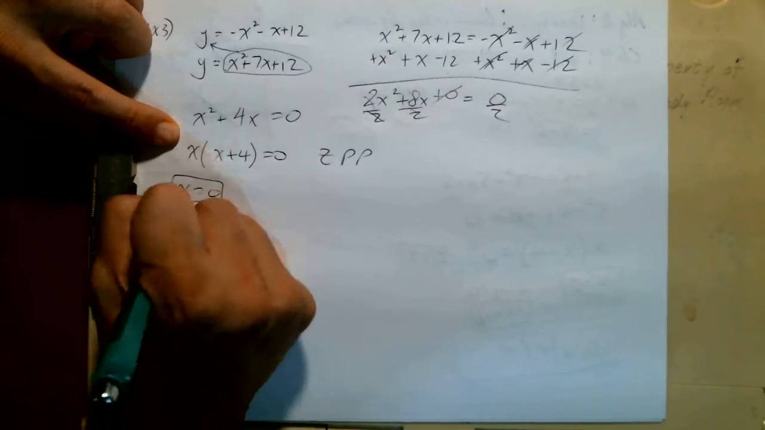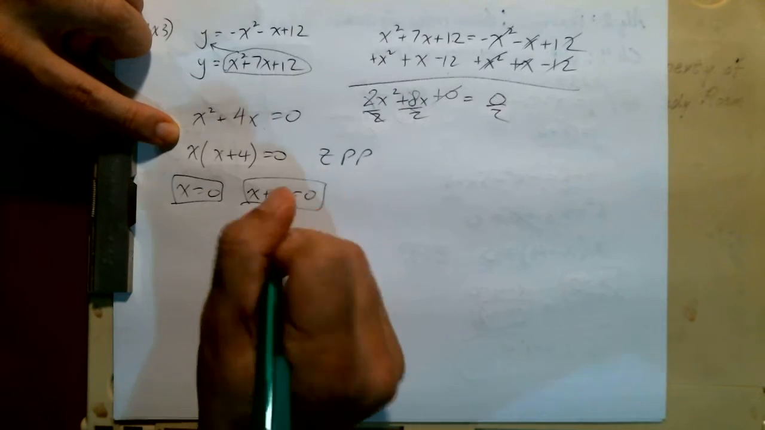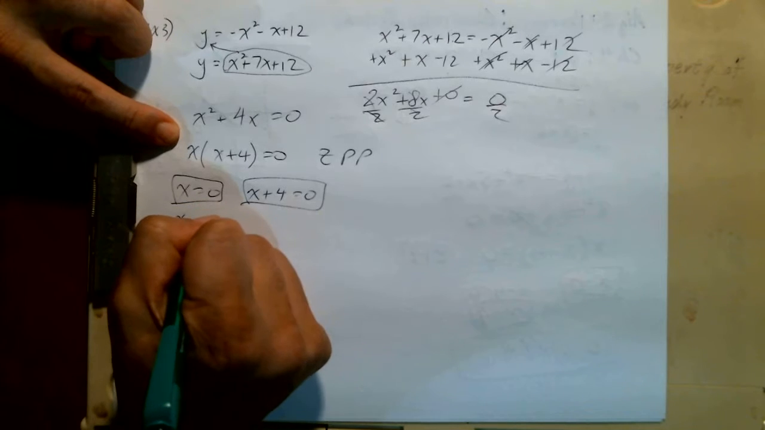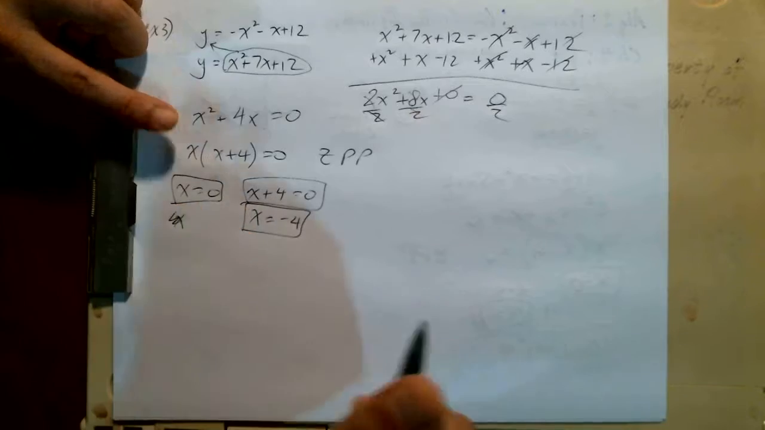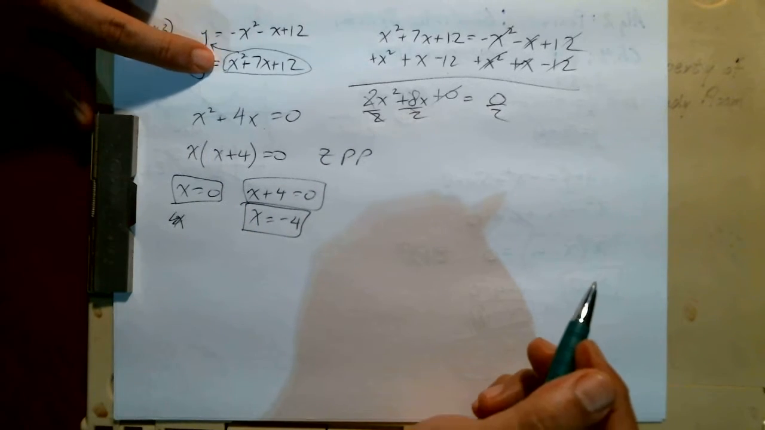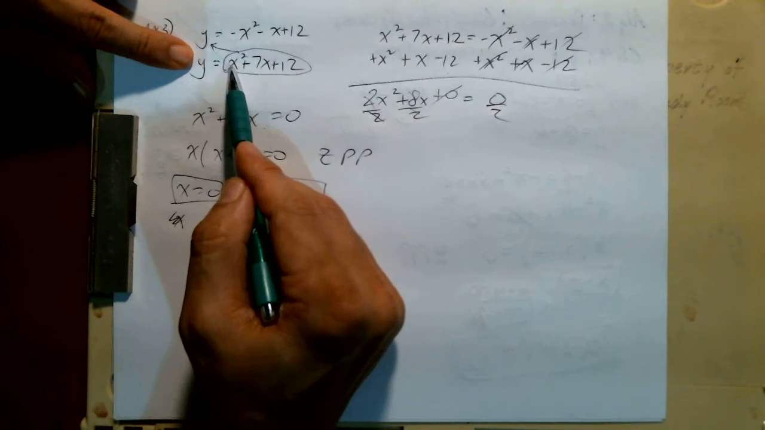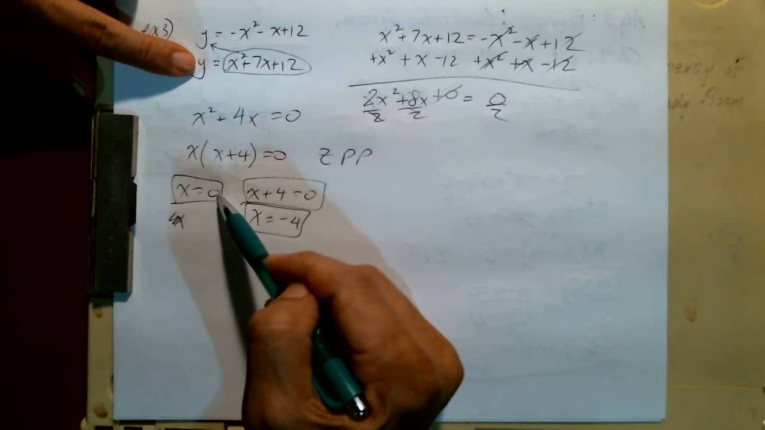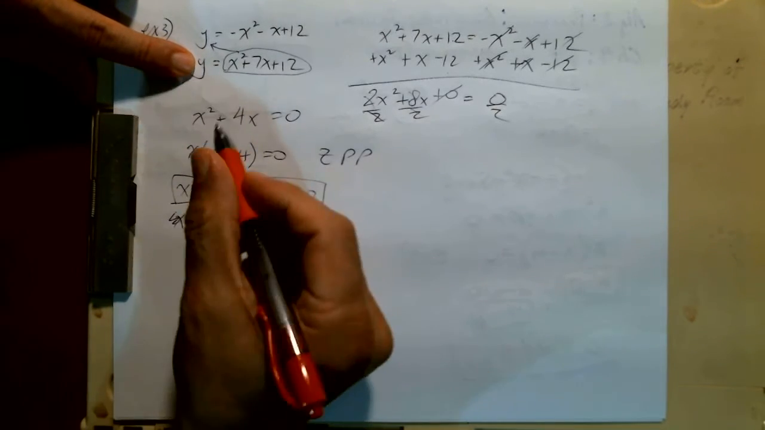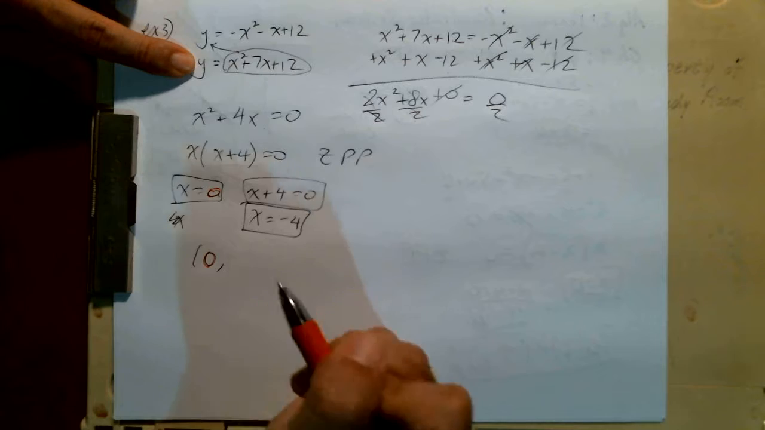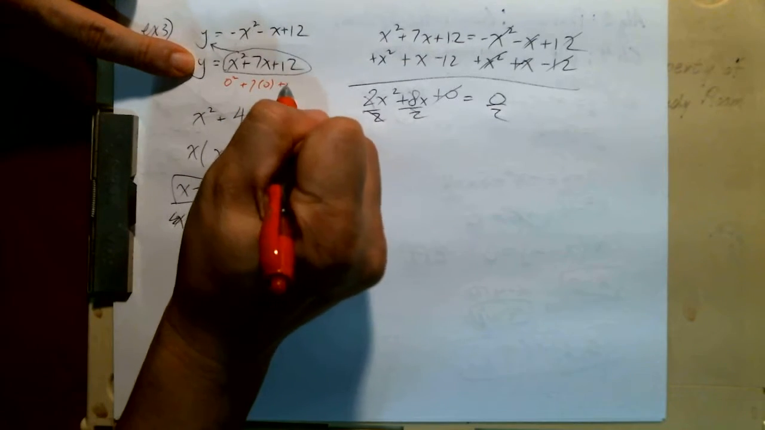And then what do you do? You set each factor equal to 0, the zero product property. x equals 0 is one of your answers. x plus 4 equals 0 is another answer. And so you end up with x equals negative 4 in this one. Don't forget, we're going to have to plug it back in. When you plug it back in, it doesn't matter which equation you put it into, you should get the same answer, right? So you end up with 0, comma, and I'm going to highlight that with this 0 right there. Plug in 0 squared plus 7 times 0 plus 12.